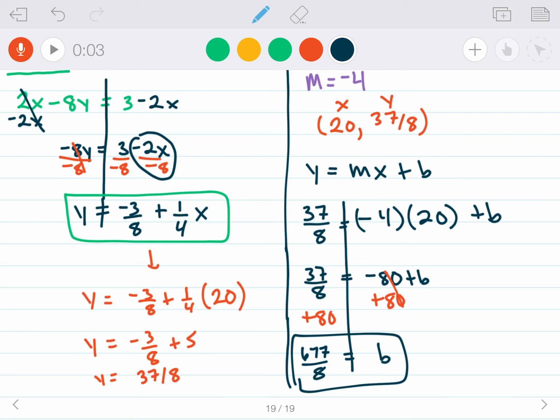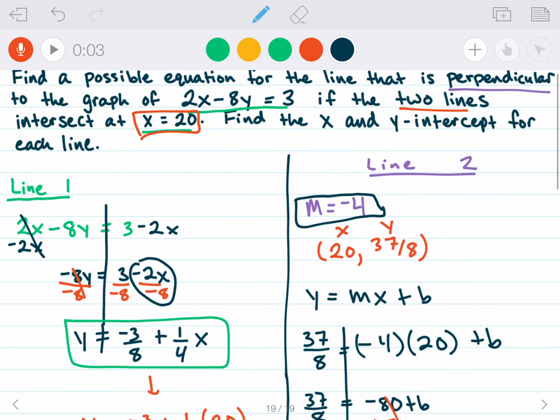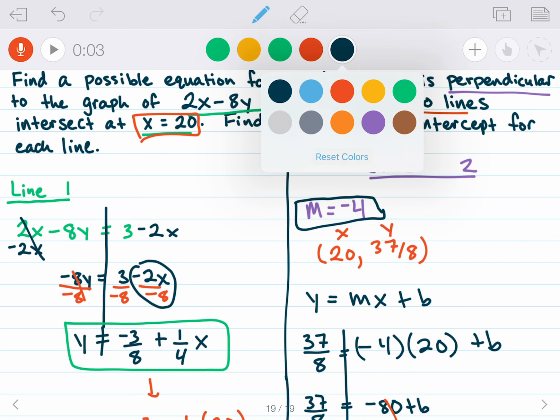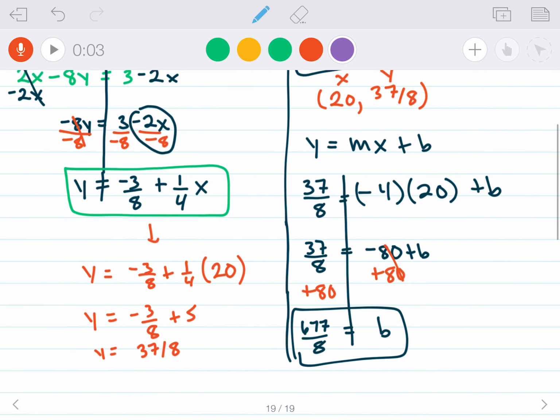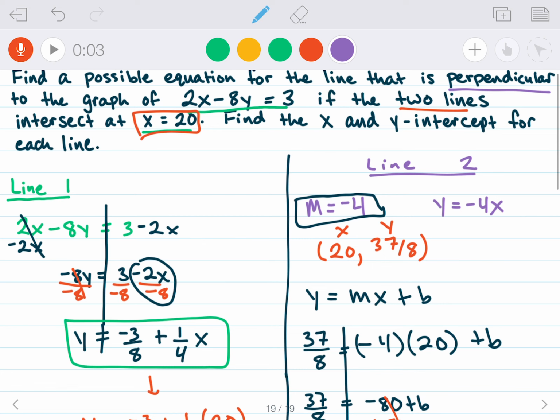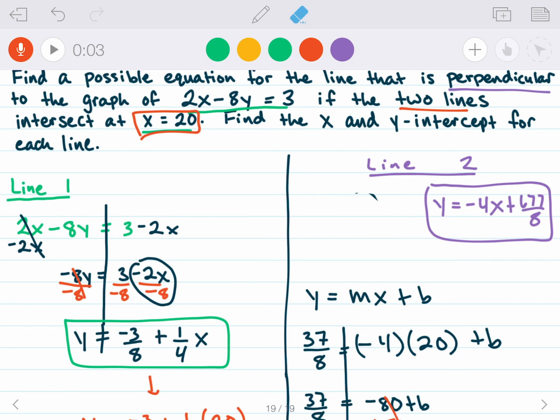So the equation for line 2, again, is based on m and b. So the equation for line 2 is going to be y equals m, which is negative 4x, plus 677 over 8. That is our equation for line 2. And everything else I'm just going to erase so we have some more room to answer our next questions.